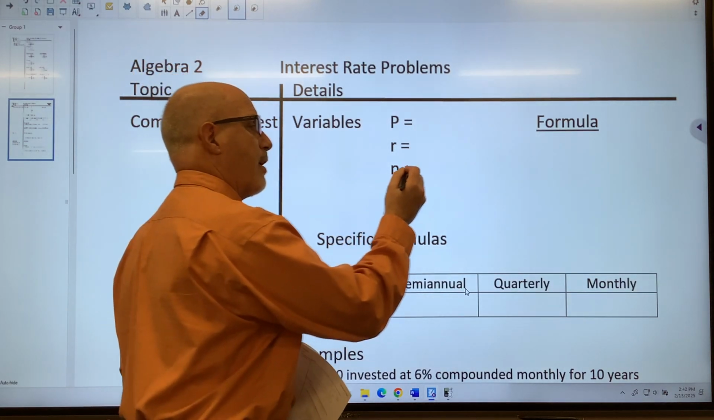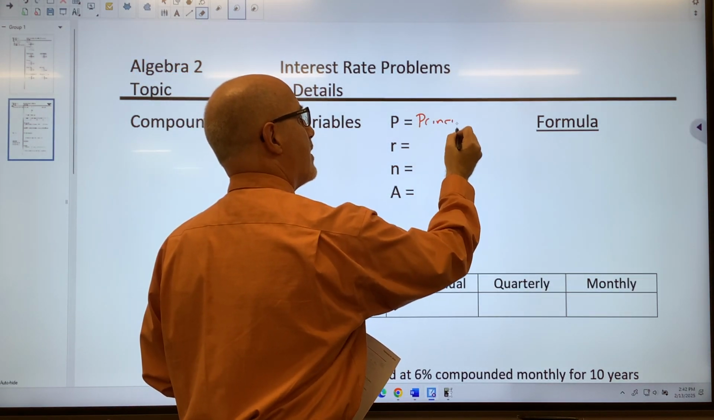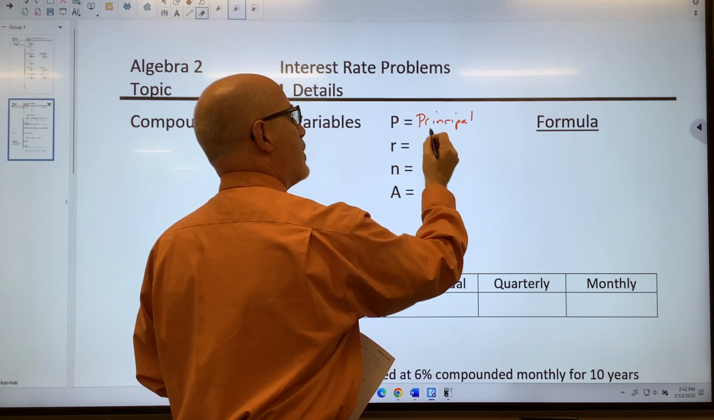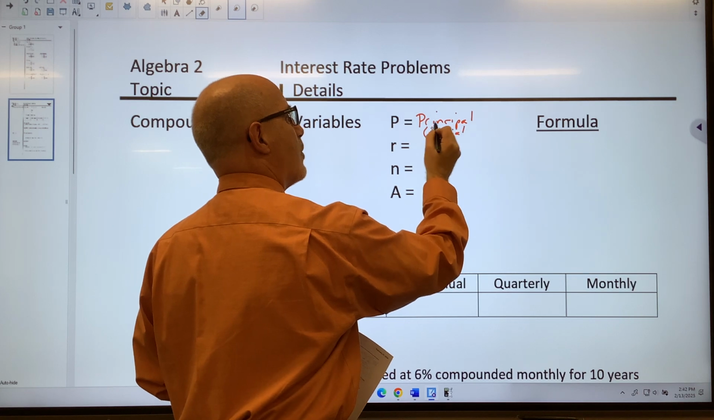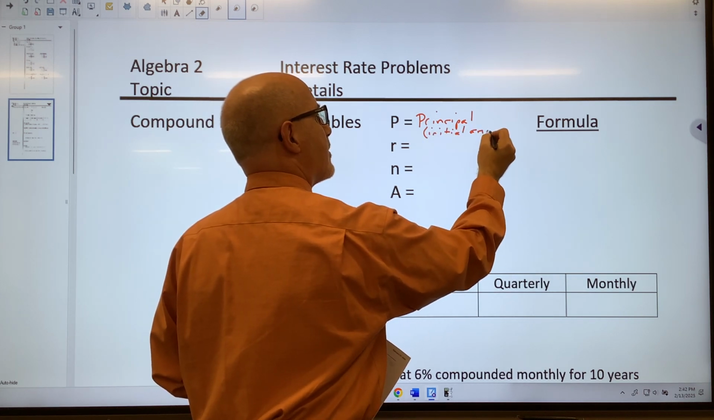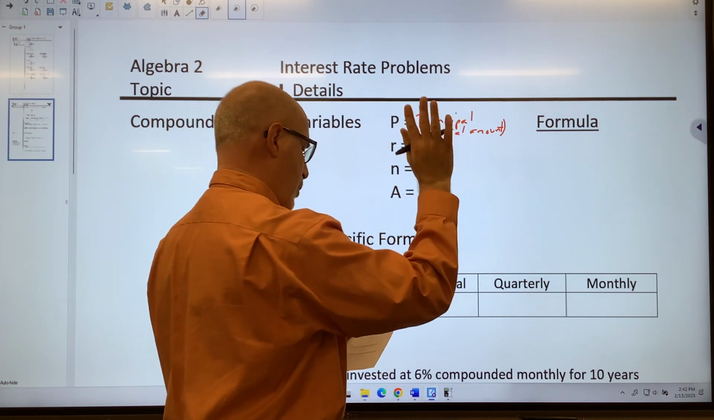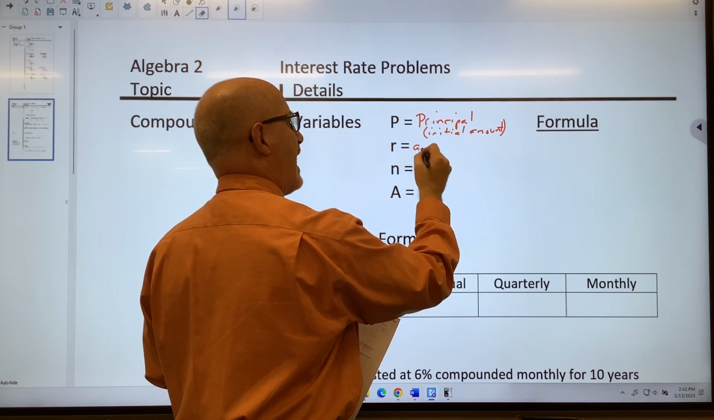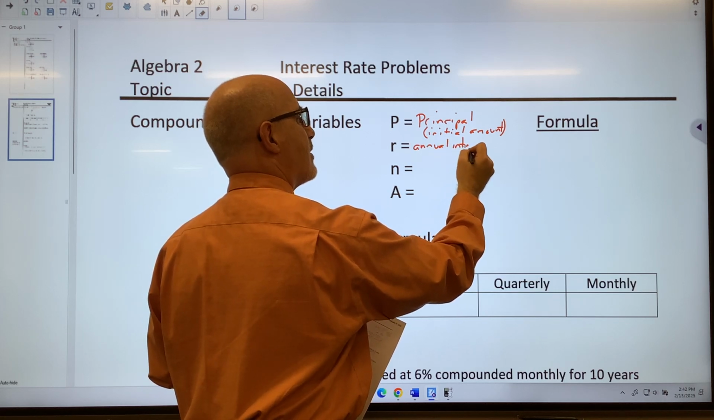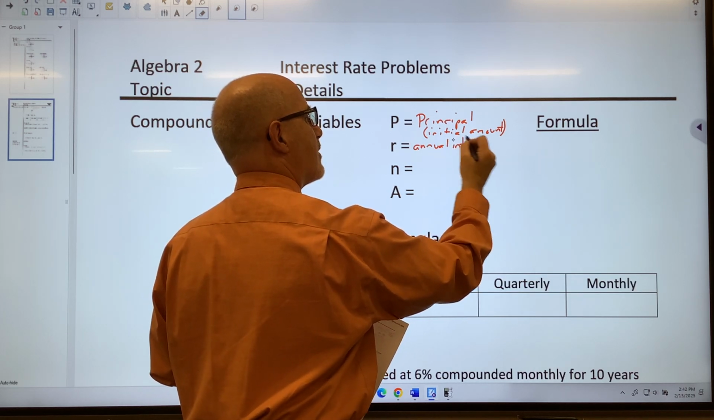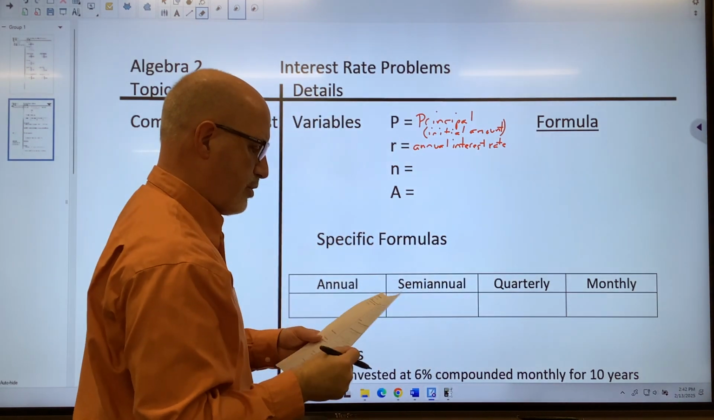P in these problems is going to stand for principal, which is your initial amount. How much do you start with? R is going to equal the rate. This is the annual interest rate. So what are you getting for an annual interest rate?